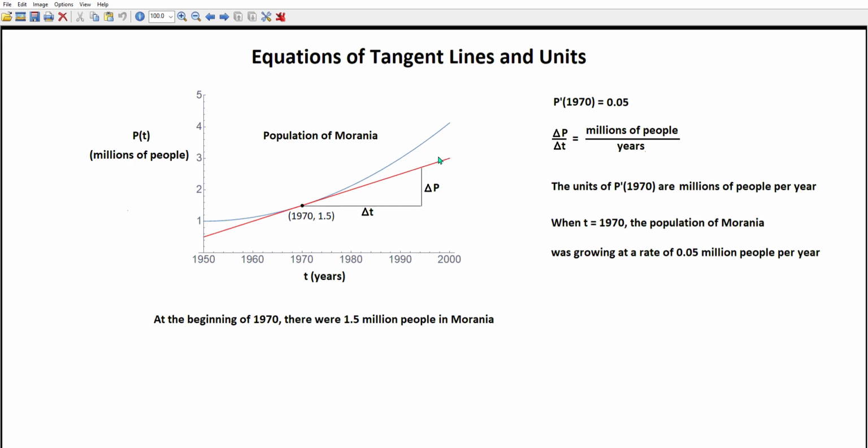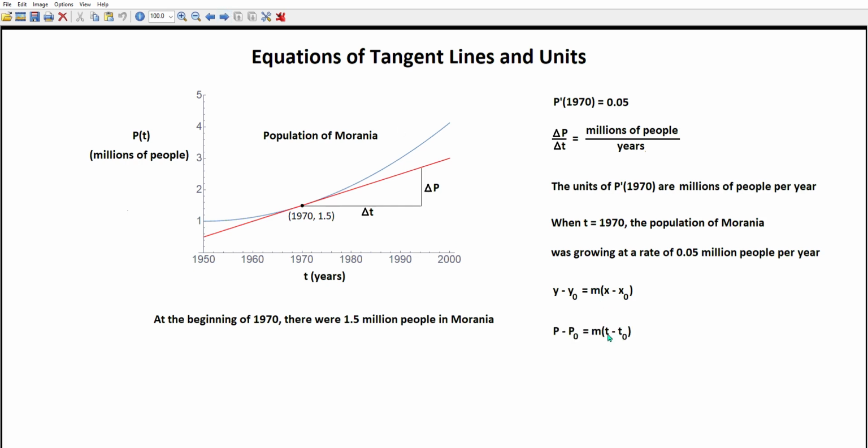Okay, now let's look not at the slope of the tangent. Let's write down the equation of the tangent. And we're going to use the point-slope formula: y minus y naught equals m times (x minus x naught). m is the slope of the tangent line. x naught, y naught is our point of tangency.